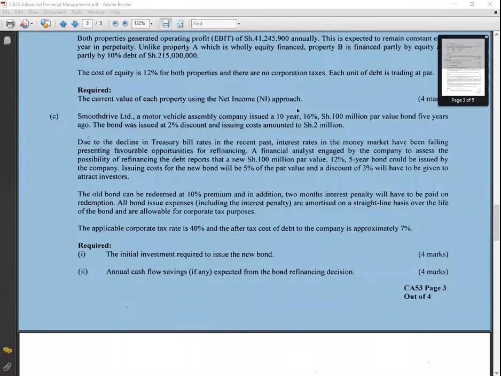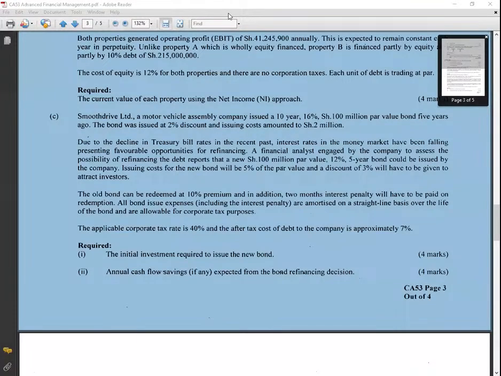And I would even want the examiner to repeat it this time. If I'm the examiner, I'll repeat this question, because it was done very poorly in that sitting. Very poorly. So the new bond. I just want the cash flow associated with the new bond.